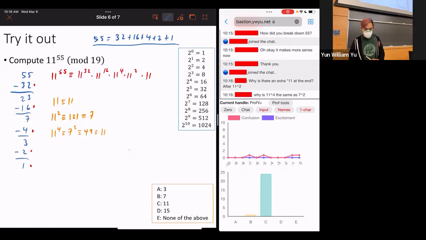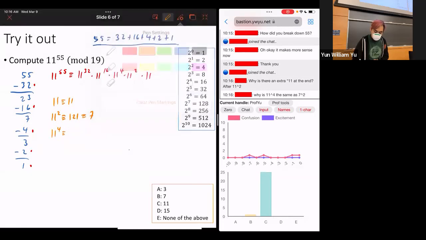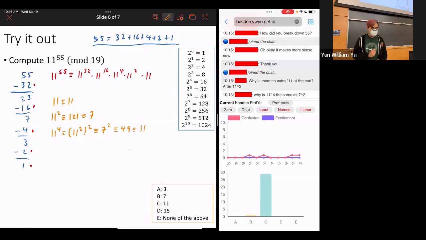Why is 11 to the 4 the same as 7 squared? Okay, so let's write this out in a little bit more detail. 11 to the 4 is the same as 11 squared, squared, right? 11 squared is the same as 7, so that's the same as 7 squared, which is the same as 49, which is the same as 11. And when we have 11 to the 8, well, that's just 11 squared then. So that's then just 7. And 11 to the 16 is going to be 11 again. And 11 to the 32 is then going to be 7 again.